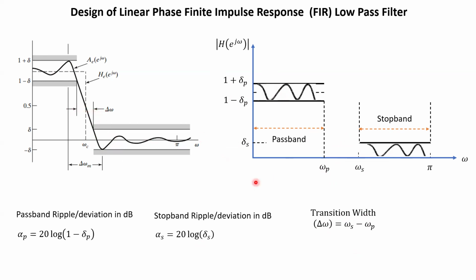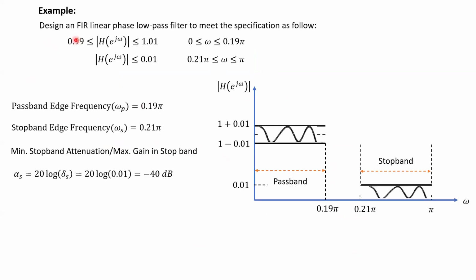Now suppose we want to design an FIR linear phase low pass filter to meet the following specifications. What are the specifications? This filter has its frequency response within its pass band from 0 to 0.19 pi. Within this pass band, the gain should vary from 0.99 to 1.01. This is the range: 1.01 is the maximum gain, and 0.99 is the minimum gain.